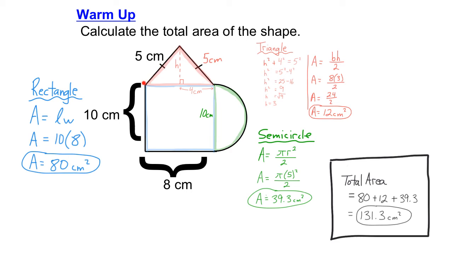So the total area of this entire shape will just be the sum of all these little areas. So we have to add the area of the rectangle plus the area of the triangle plus the area of the semicircle, and we end up with our total area of 131.3 centimeters squared.